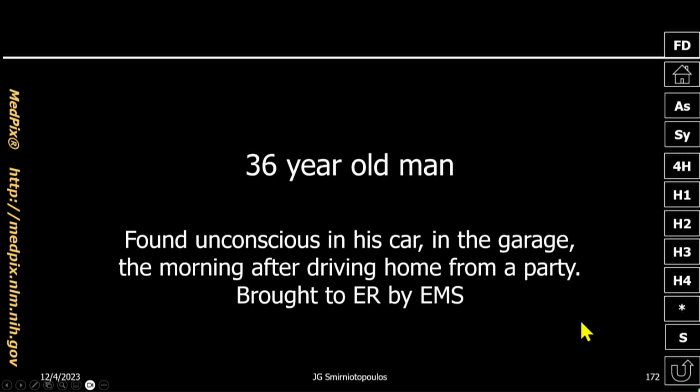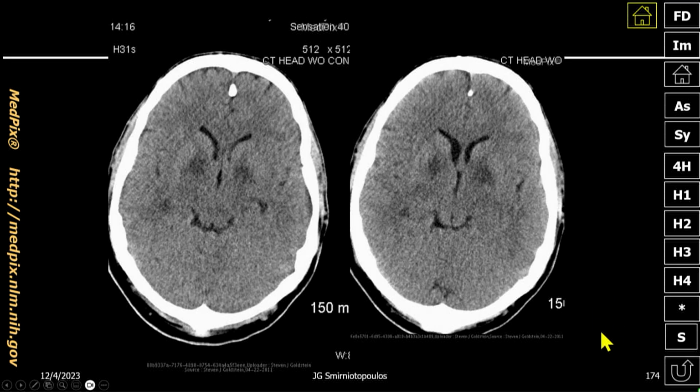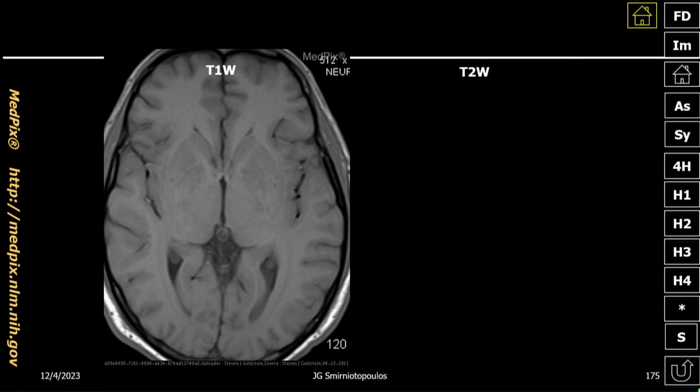Unconscious in his car in the garage the morning after driving home from a party, brought to the ER by EMS. Here's a pair of CT scans that are done, 2 different slices, in this patient. You can see the abnormal hypoattenuation in the medial part of the lenticular nucleus. So that's the globus pallidus, and that's something we also learned about in medical school.